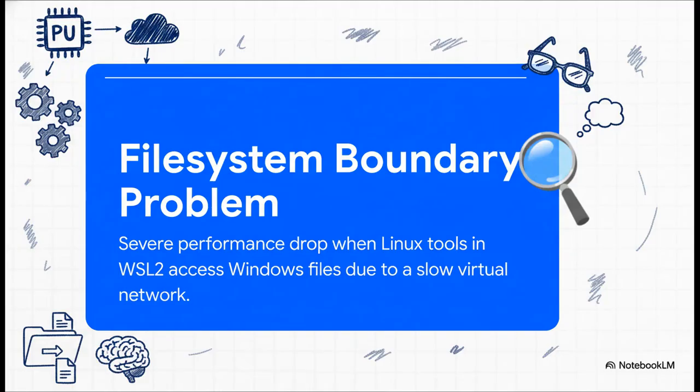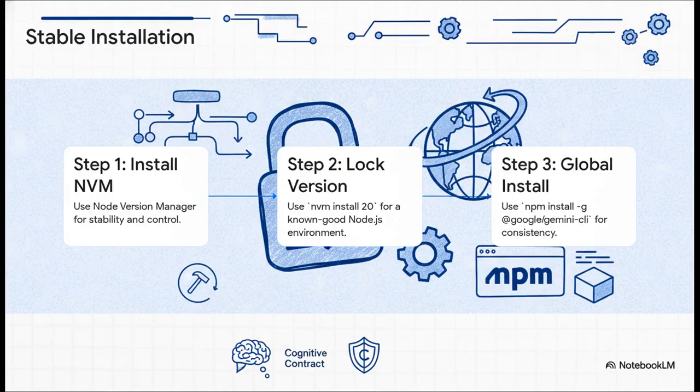But, and this is a big but, there's a hidden catch that comes with all that power. It's called the file system boundary problem. Here's the deal. Anytime a Linux tool running inside WSL2 needs to reach out and touch a file on your main Windows drive, the C drive, your performance just falls off a cliff. It gets super slow. So the number one unbreakable rule for any serious WSL2 dev is simple. For performance, your project files have to live inside the Linux file system. End of story.